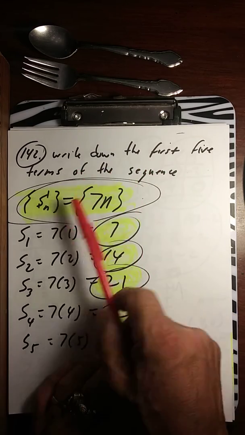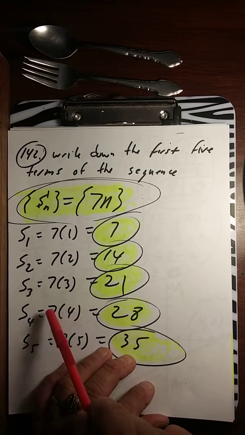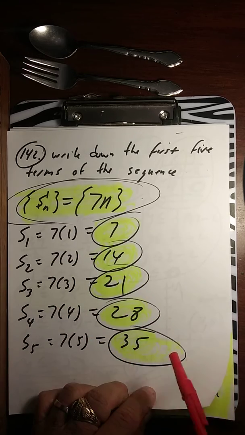Write down the first 5 terms. There's a sequence. 7 times 1 is that, 7 times 2 is that, 7 times 3 is that, 7 times 4 is that, 7 times 5 is that. That's it.